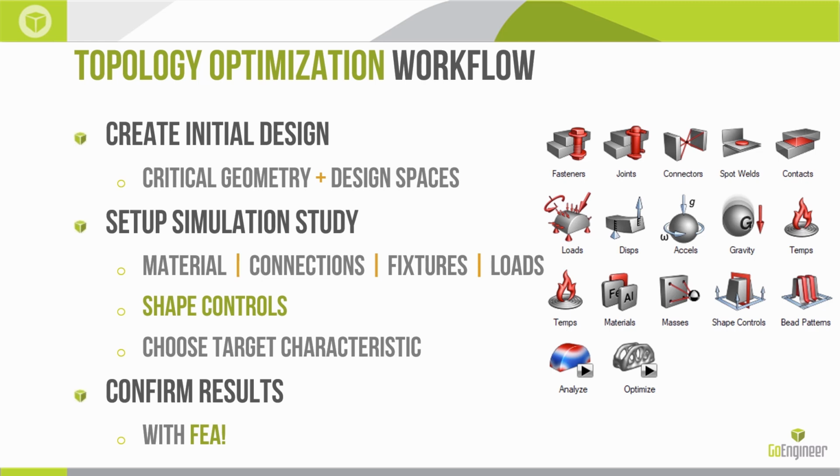And then we choose a target characteristic. What is our goal? Okay, again, do we want to minimize the mass? Do we want to make it as rigid as possible for a given weight? Do we want to reduce or minimize displacement in a certain area? We set up a goal. We run the simulation study. It delivers a result. And then what do we do? We confirm that result with FEA. Okay, so it's going to give us a result.